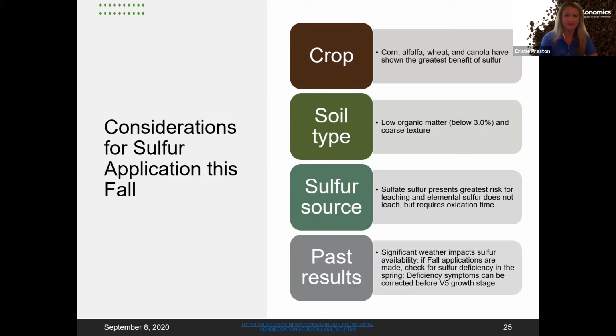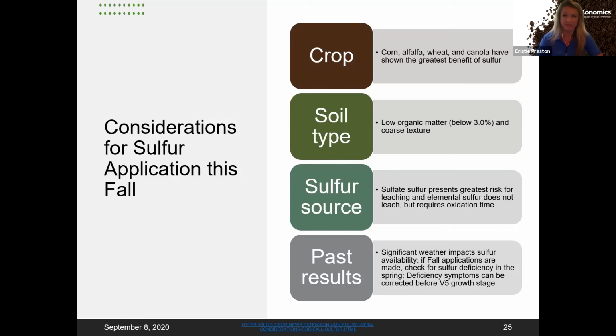But I've got these other two processes that I have to do, or that I want to do before I even plant. How can I take one of those away? And the biggest trend that we're seeing is fall application. But what do I need to know to be able to apply sulfur this fall? And it really depends on the crop being grown, whether it's corn, alfalfa, wheat, canola. These crops show the greatest response to sulfur fertilizer, but at the same time, they're all completely different.